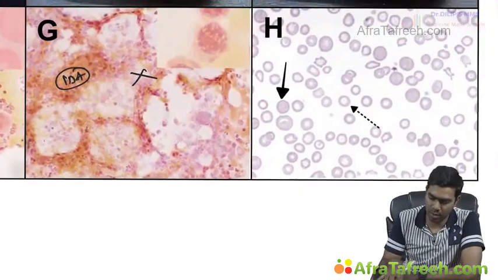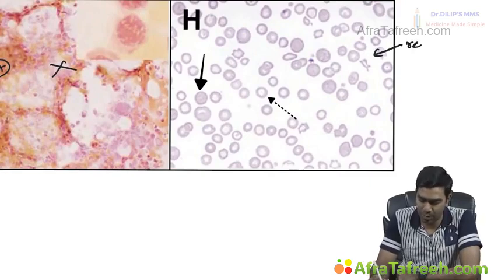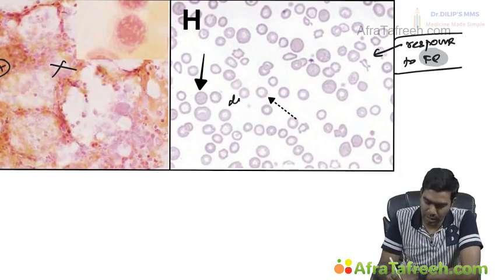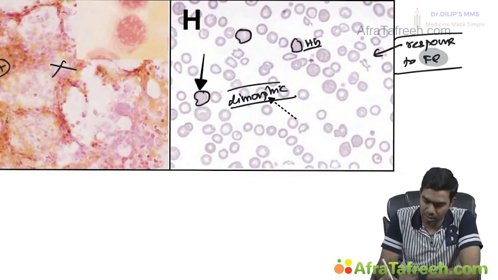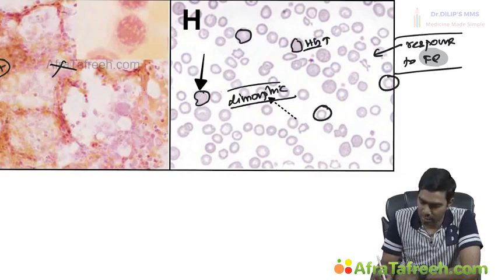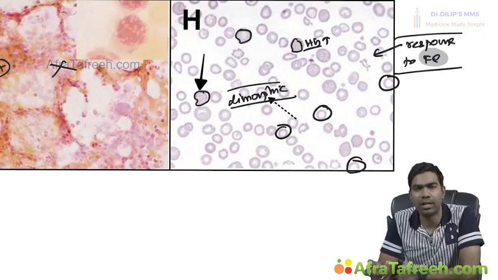So it's again a very important thing to understand. And this is the final thing. What I'm trying to show is the response to iron. So this image shows response to iron, which means the moment you start replacing iron, if there is a good response, you're going to see a dimorphic population. You see a lot of RBCs with high hemoglobin content, which are new RBCs that are synthesized. And you can see a population of hypochromic RBCs which have a lot of pallor in the center. These are nothing but the old RBCs.